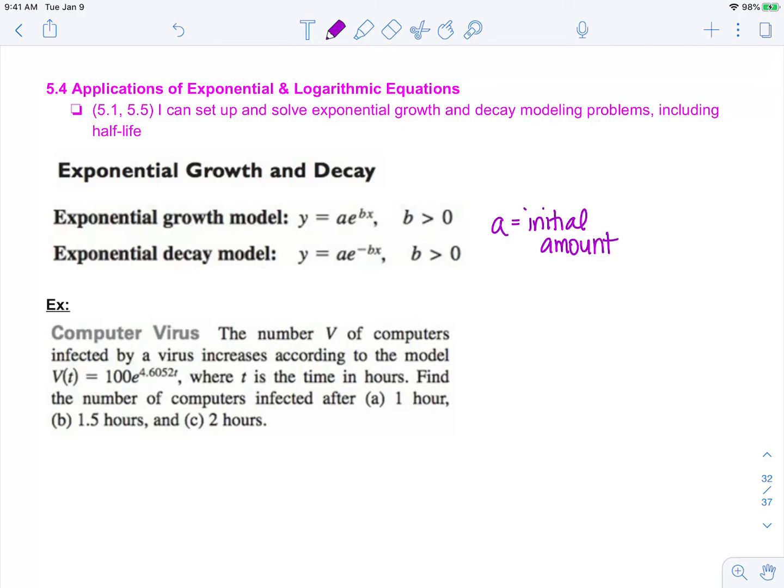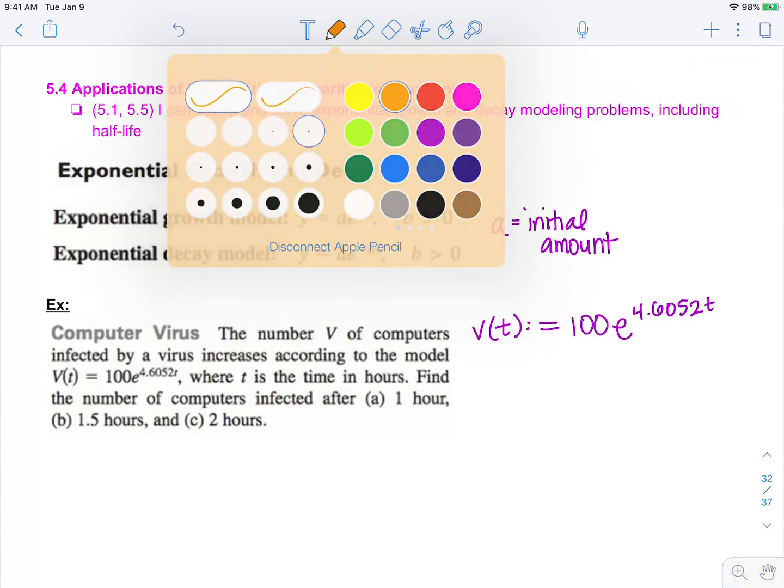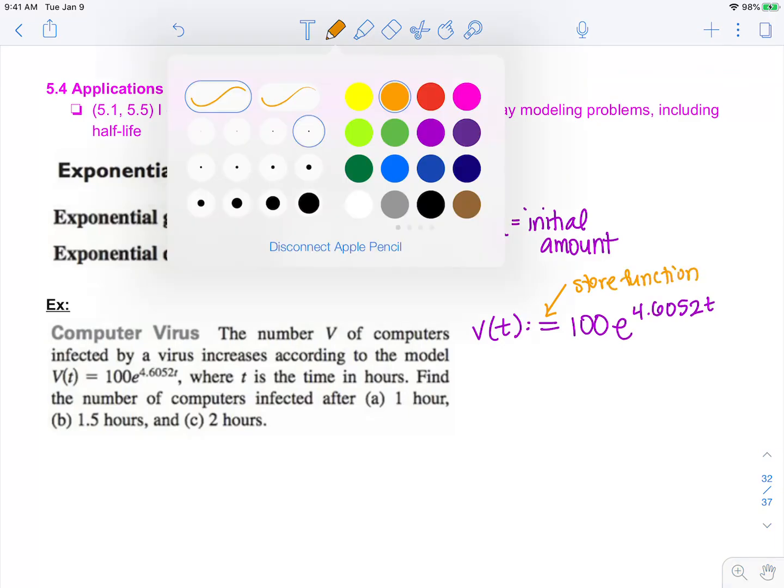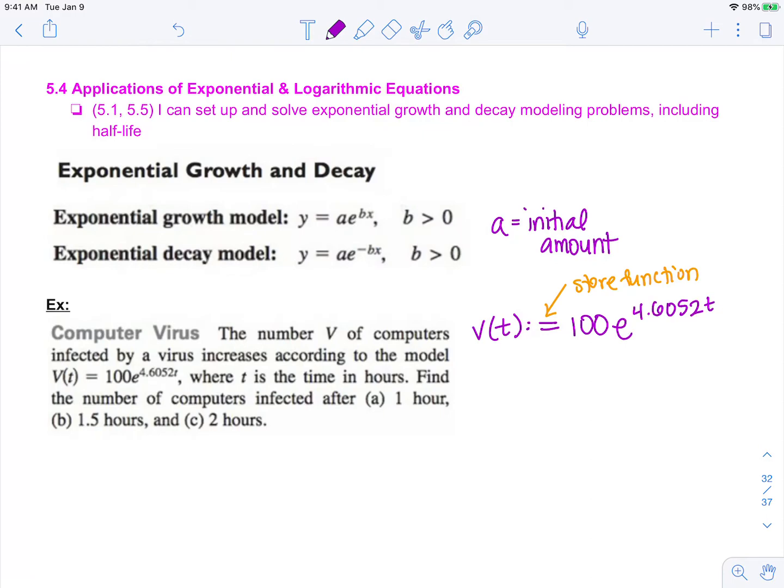So the first thing I'm going to do here is store V of t in my calculator, because if I'm going to plug in multiple values into this function, I don't want to have to type it multiple times. So remember, we're going to store our function. So now we can answer each question.